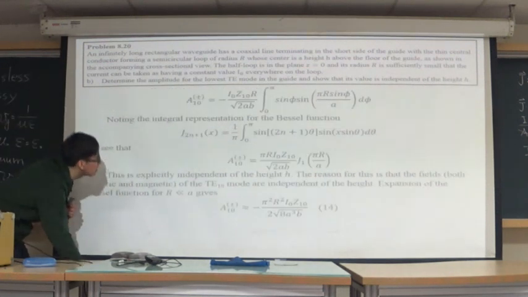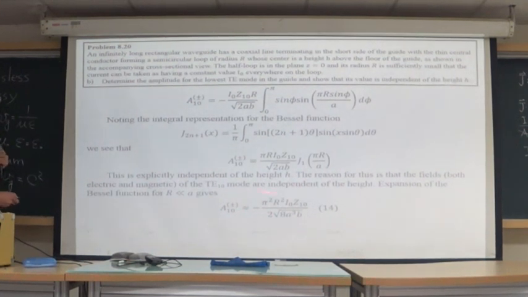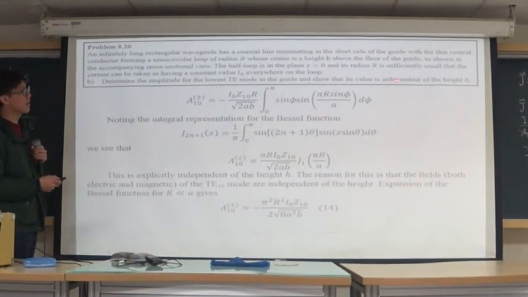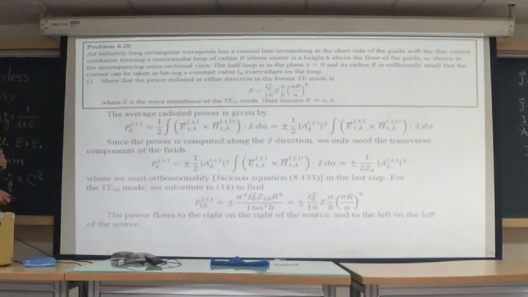And next. And noting the integral is a representation for the Bessel function here, we change this integration into a Bessel function. Okay. And we expand the Bessel function. The expansion of the Bessel function for R very small compared to A gives us this. Then problem B is done. Okay. So it is independent of the height H.